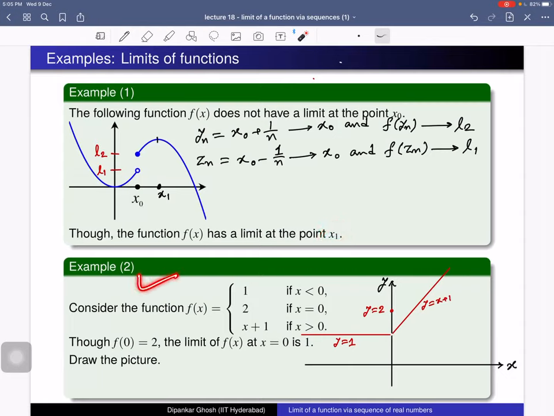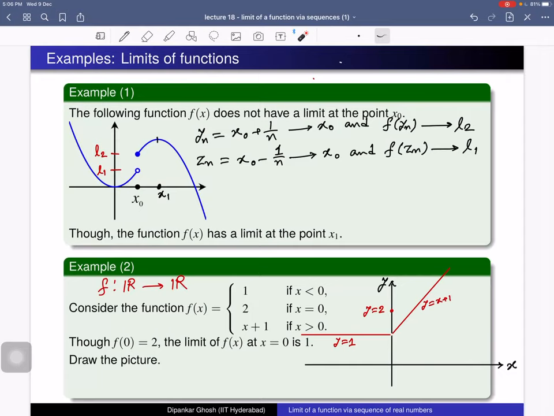What about this function? This is a function f from R to R, so both domain and codomain are the set of real numbers, and it is given by this. If x is greater than 0, the function value is given by this graph, and if x is less than 0, it is just the fixed value y equal to 1, and at x equal to 0 it is given by this. Now let us see whether the limit of this function exists at x equal to 0.